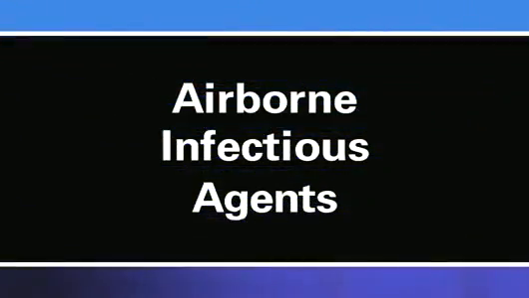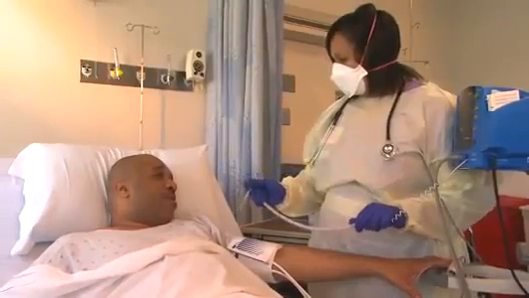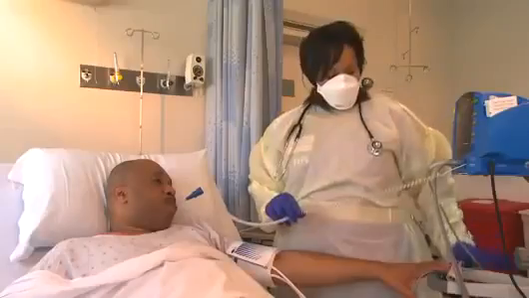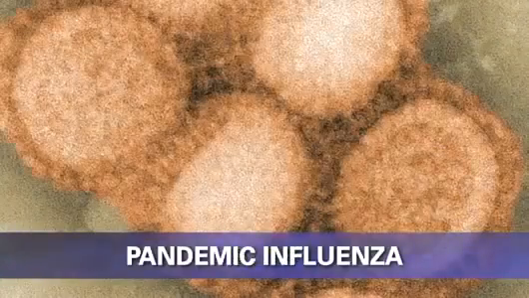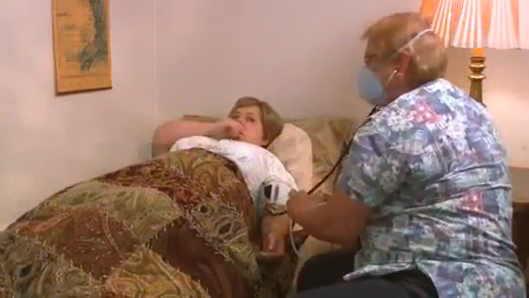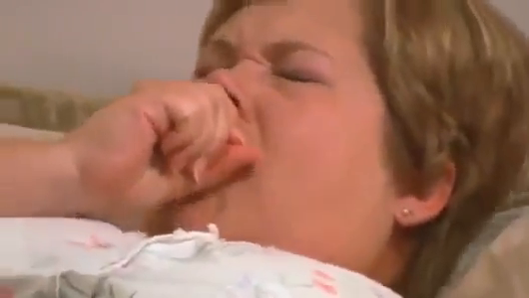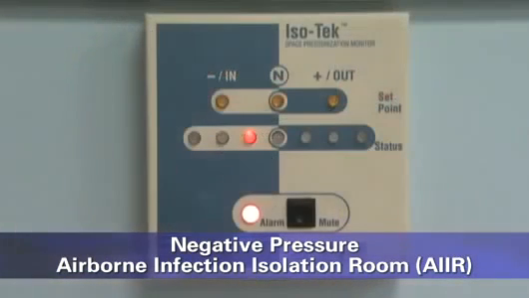First, let's look at airborne infectious agents. Probably the most common use of respirators in healthcare settings is to protect workers against airborne infectious agents that cause diseases such as tuberculosis, SARS, pandemic influenza, chickenpox, and measles. Healthcare workers are exposed to these hazards during the care of patients suspected or confirmed to have airborne transmissible diseases. Workers might also be exposed when they enter a negative pressure airborne infection isolation room, or AIIR.